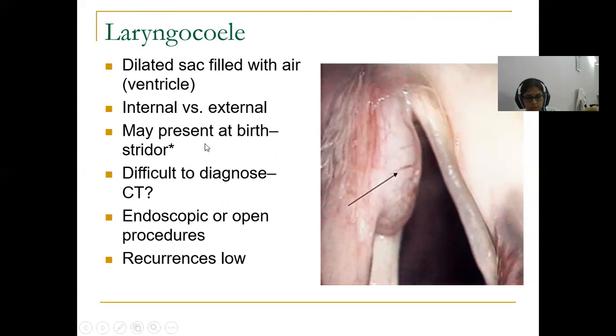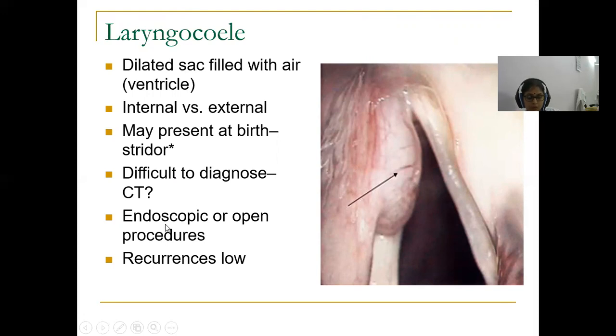It may be present at birth. The child will usually present with stridor. It's actually difficult to diagnose. So I would like to say that you better get an X-ray, AP and a lateral view. And you have to tell the child to do a Valsalva maneuver while taking an X-ray. That would be beneficial.